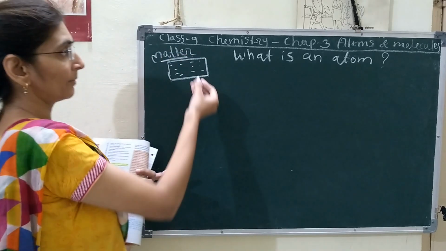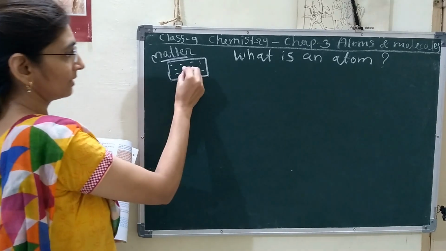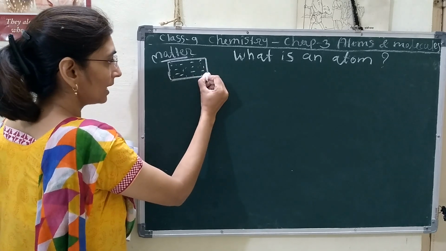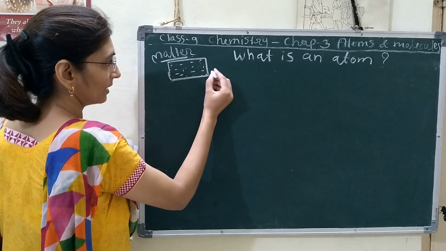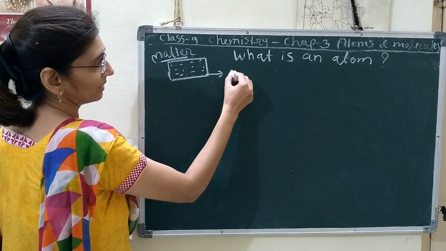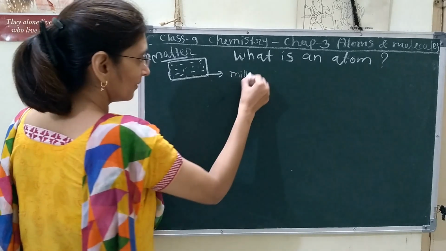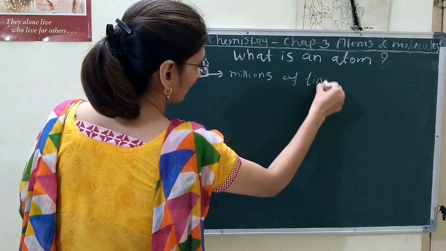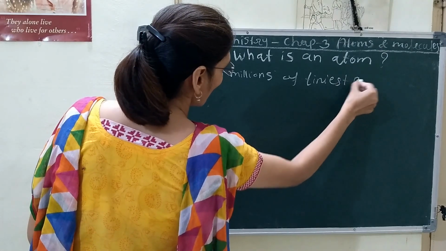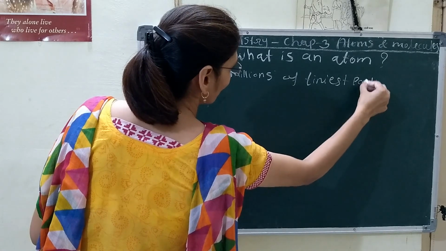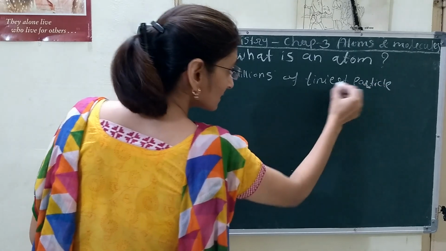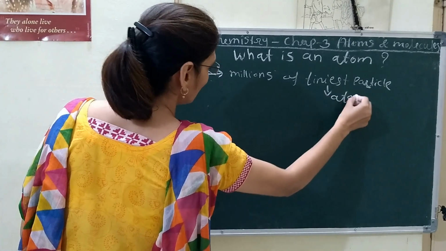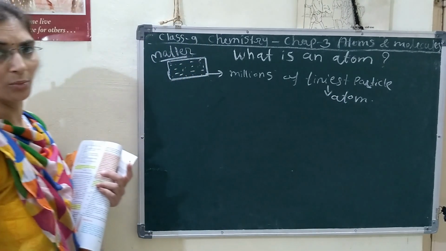I have taken this topic. So from this matter, if we have taken one small particle, still this small particle consists of millions of tiniest particles. And this tiniest particle is called atom, that you know very well now.